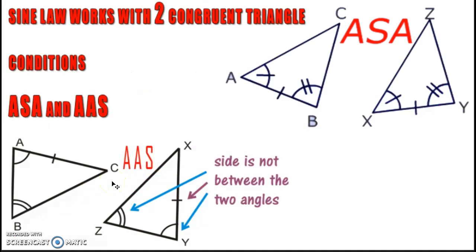Sine law works with two congruent triangle conditions, ASA and AAS. ASA stands for angle side angle. The reason why it's called this is because you have two angles on opposite sides, so one angle here and one angle here, and then the side comes right in between both of them. So instead of the two angles being right beside each other, the side is coming in between them both. And then AAS stands for angle angle side. The reason why it's called this is because these two angles are beside each other while the side is left alone. So the side is not between the two angles.